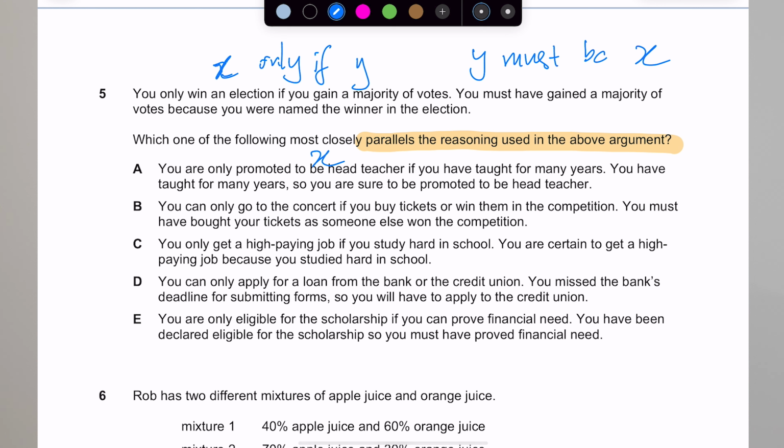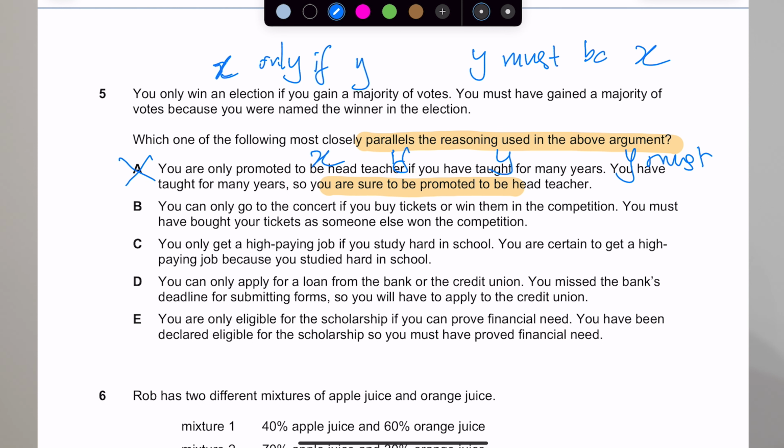So A, you are only promoted to be head teacher. So you only get X if you have taught for many years. If you have Y, you have taught for many years. So you are sure to be promoted. This is obviously wrong because this hasn't yet happened. This is looking forward into the future.